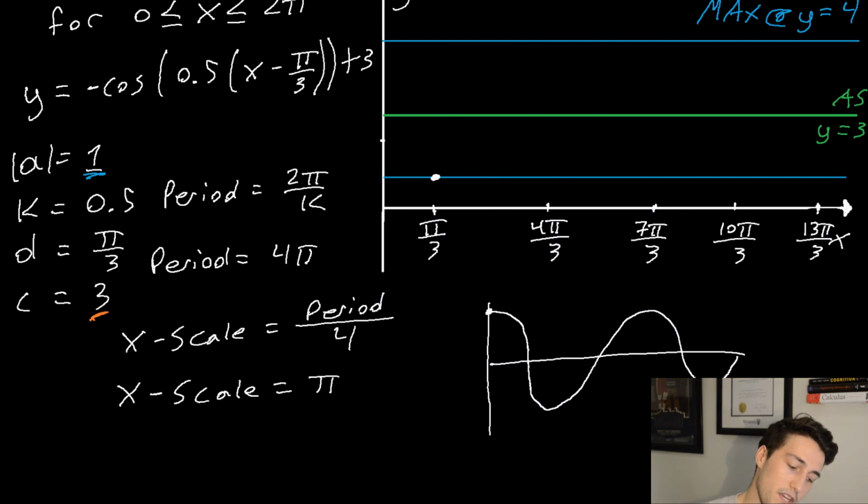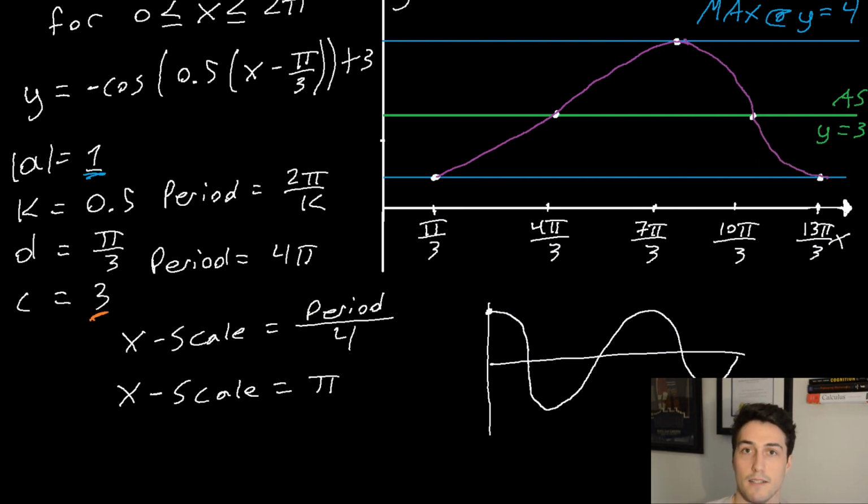Our next point is going to be going through the axis of symmetry, so it's actually going to be right here, 4 pi over 3. Next, it's going to go up to the maximum at 7 pi over 3, and then back down to the axis of symmetry at 10 pi over 3. And finally, it'll go to a minimum again at 13 pi over 3. Now, if we connect these values, it's going to be a very long, stretched out cos graph. And here we have now drawn this graph.